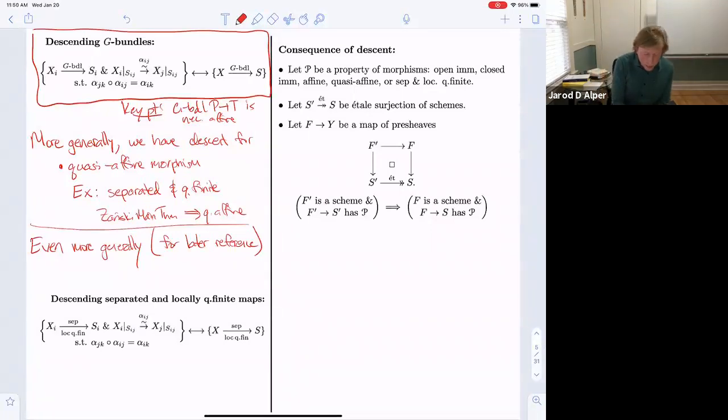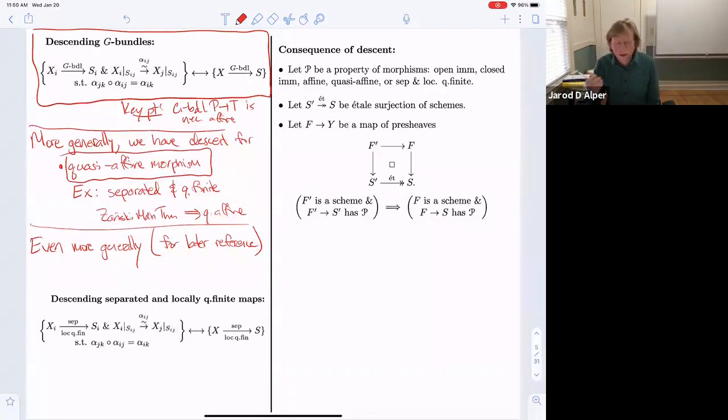Okay, but more generally, you can ask, if I can descend affine morphisms, what else can I descend? I also know I can descend closed immersions, and therefore I can also descend their complements, open immersions. Putting that together, you can descend quasi-affine morphisms. In particular, you can descend morphisms of schemes that are separated and quasi-finite, because by Zariski's main theorem, they're necessarily quasi-affine. I'm just stating this for later reference.